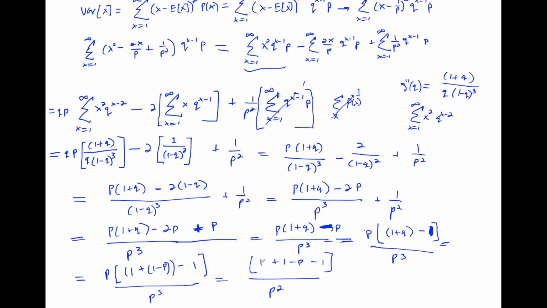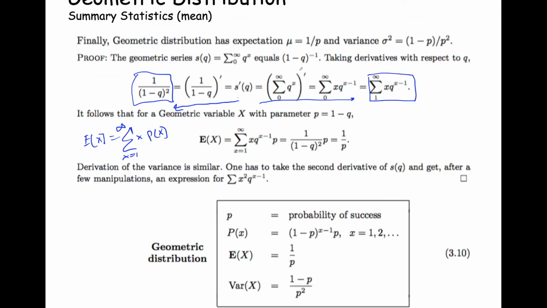Okay, so we have 1 minus 1, that's 0. That's 1 minus p over p squared. And this is our result. So the variance of our geometric random variable is 1 minus p over p squared. And that's exactly our solution that we had.